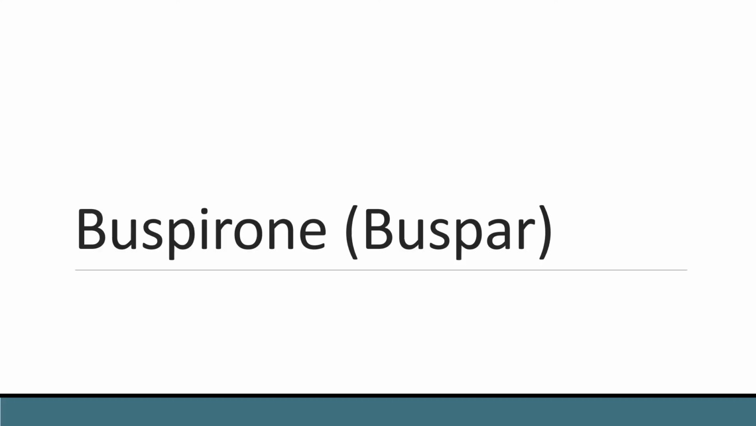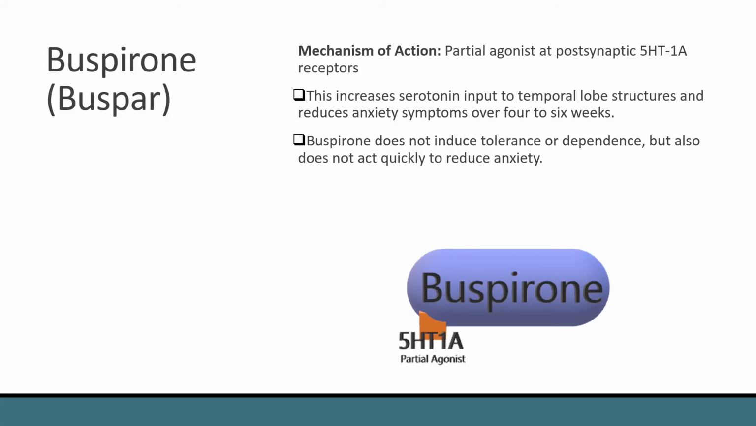Buspirone, Buspar. Buspirone, or Buspar, is a partial agonist at postsynaptic 5-HT1A receptors. This increases serotonin input to the temporal lobe structures and reduces anxiety symptoms over 4 to 6 weeks. Buspirone does not induce tolerance or dependence, but also does not act quickly to reduce anxiety. In other words, it can be a helpful agent in anxiety disorders, but it's not rapid acting.